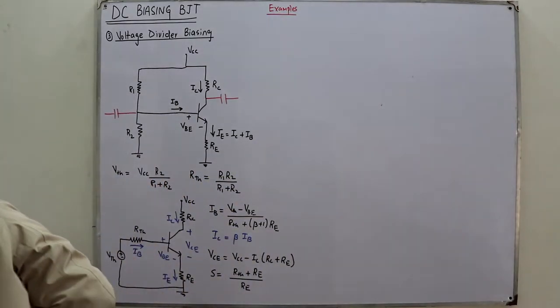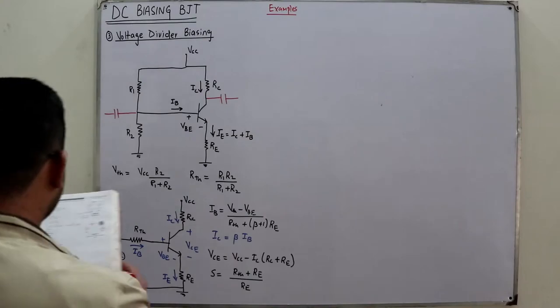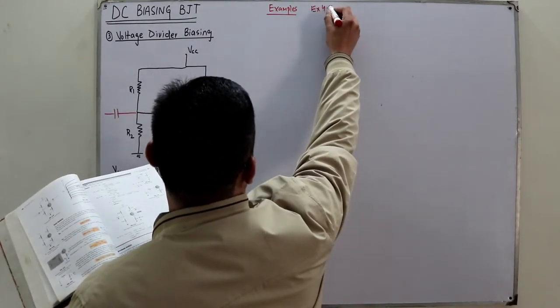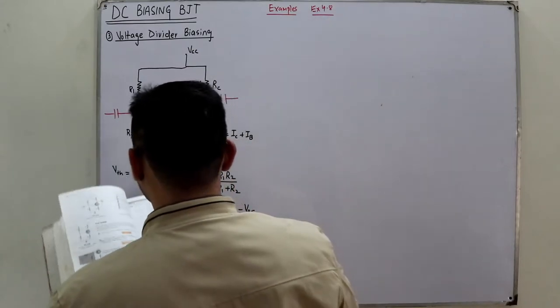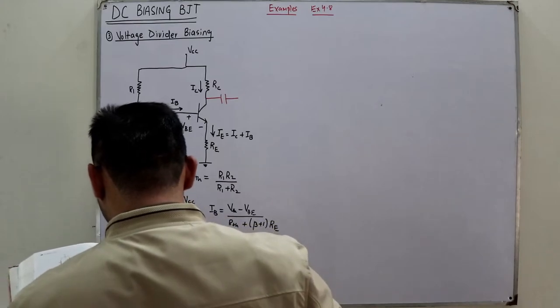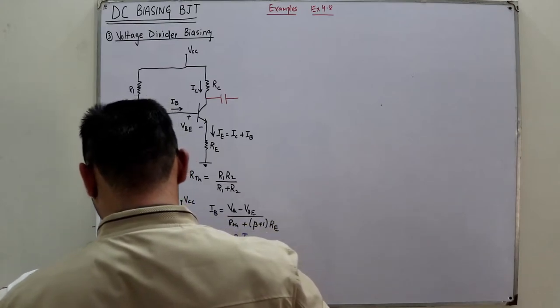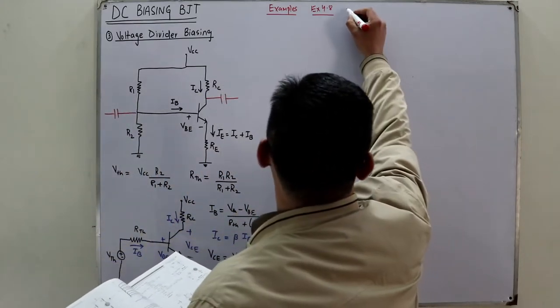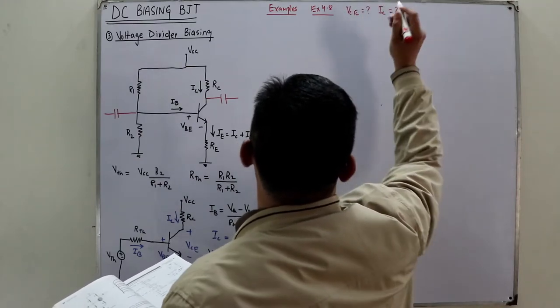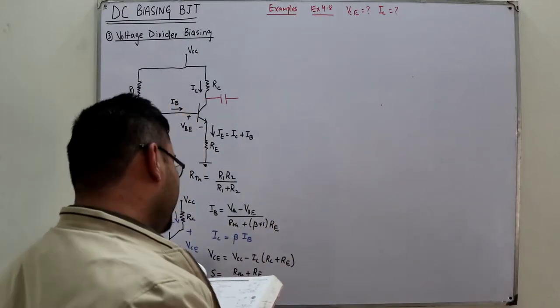We have the book example, that is example 4.8. It states: determine the DC bias voltage VCE and the current IC for the voltage divider configuration. VCE is unknown, IC is unknown, and these are the coordinates of the operating point.